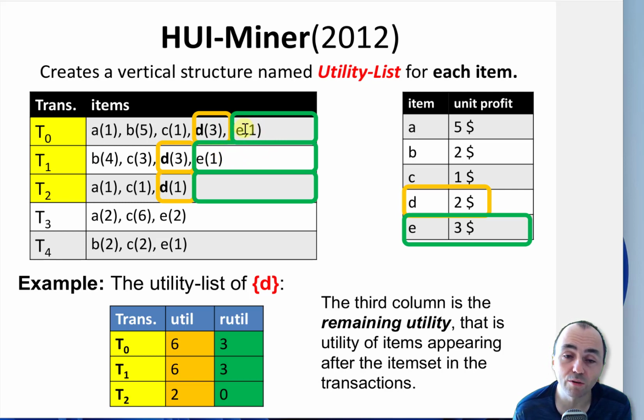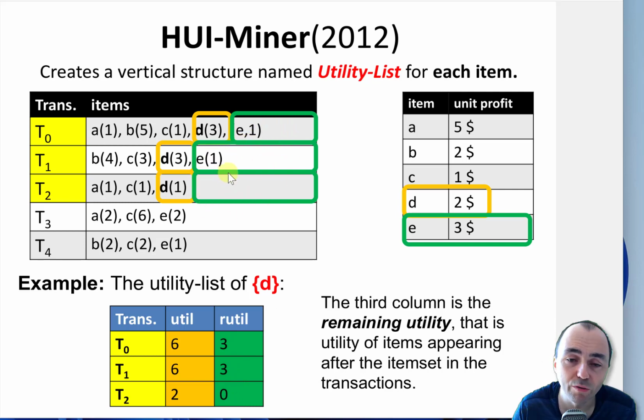So here in T0 we have 1 egg for $3. So the remaining utility will be 3. Here we have 1 egg for $3, so it will be 3. And here there is nothing after D, so it will be 0. So why do we want to keep this information?